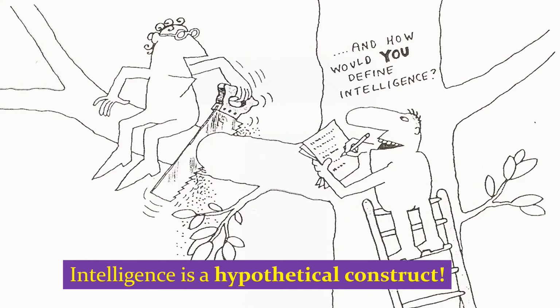The first thing to understand about intelligence is that it's not a physical thing. You can't get a jar of intelligence and study it. It is what scientists call a hypothetical construct. That is, it's an abstract concept. If you have 100 people and you ask them what intelligence is, you'll probably get 100 different answers.